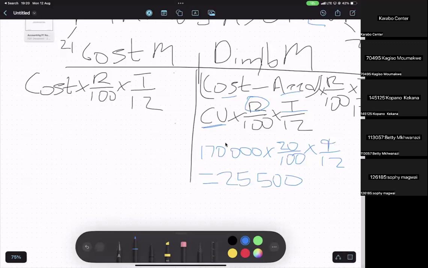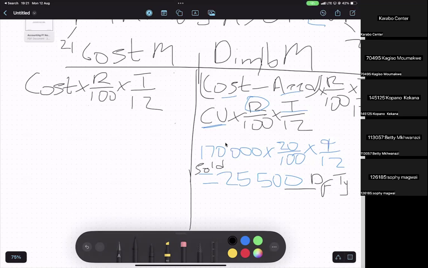Okay, guys. Remember, we haven't answered the question, because the question was to calculate the profit or loss on the sale of assets. So what have we calculated as yet? This is the depreciation for the year, for the asset that was sold.